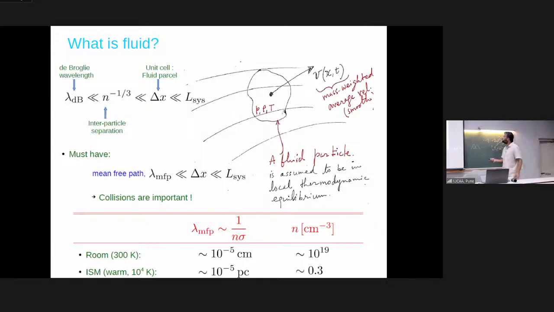So the very defining property is that this mean free path must be much smaller than the typical size of a unit cell. The unit cell is the limit of resolution of the system, and this unit cell must be much smaller than the system size. Only if all these inequalities are satisfied is there a notion of fluid. If any of these breaks down, you are no longer in the regime of fluids, and you must do something else to study the dynamics in the medium.